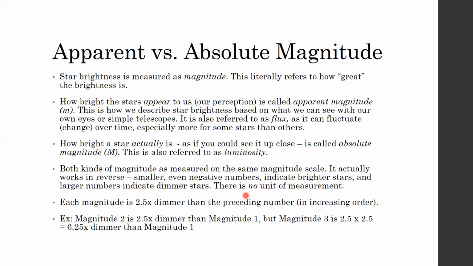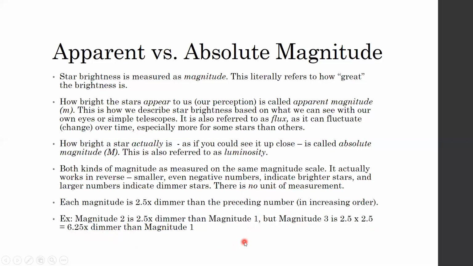On the magnitude scale, though, every number on the scale is not just 1 times larger than the previous number. Instead, like it says here, each magnitude on the scale is 2.5 times dimmer than the preceding number in increasing order. So here's an example of what we mean. Magnitude 2, notice that it's positive 2, it's not negative 2, that would be different. Magnitude 2 is 2.5 times dimmer than magnitude 1, but magnitude 3 is 2.5 times 2.5, or in other words, 6.25 times dimmer than magnitude 1.